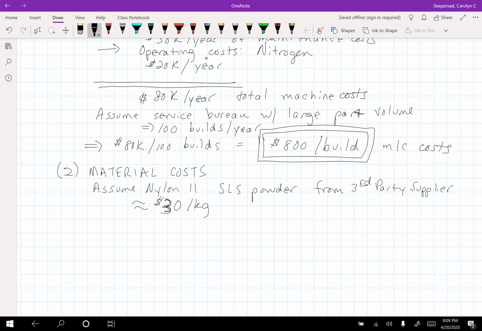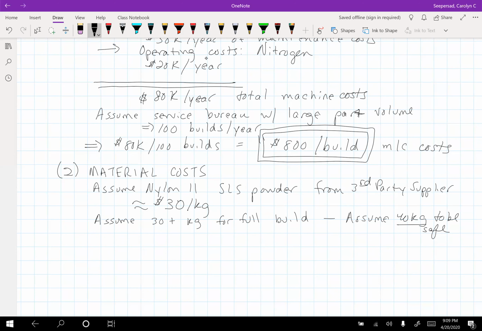At least, let me write this out so it's easier to see. Terrible handwriting. Okay, and I'd also said assume 30 plus kilograms for a full build. Let's assume 40 kilograms to be safe, because you'll have a little bit of overflow from the build and those sorts of things.